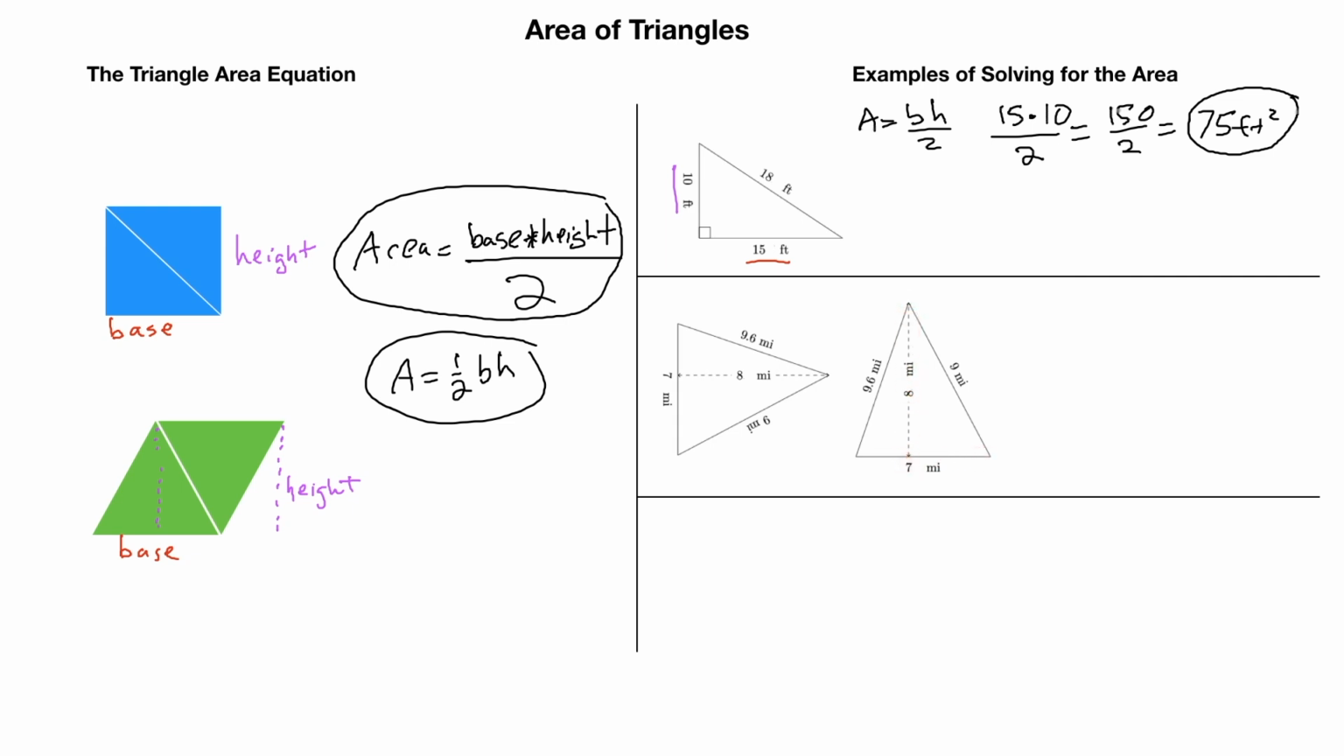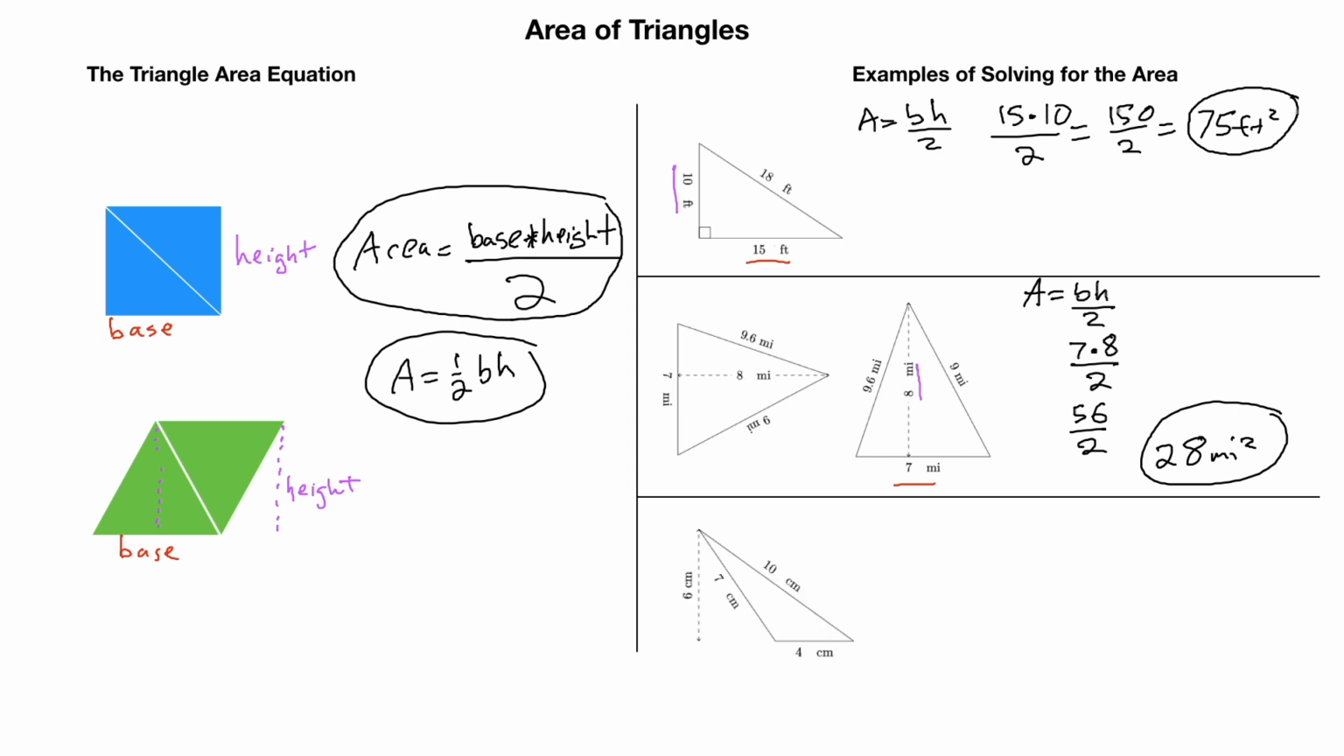And then we're just going to use that same equation of area equals base times height divided by 2. Substitute in my values. I've got my base, as I said, right here. I've got my height right there. So we'll just put those right in. We would have 7 times 8 divided by 2, or 56 divided by 2, which equals 28 miles squared, would be our area.